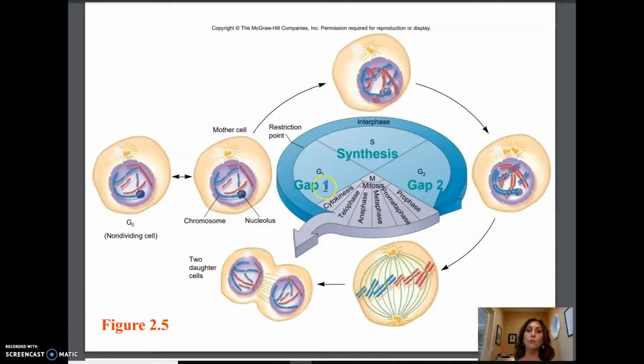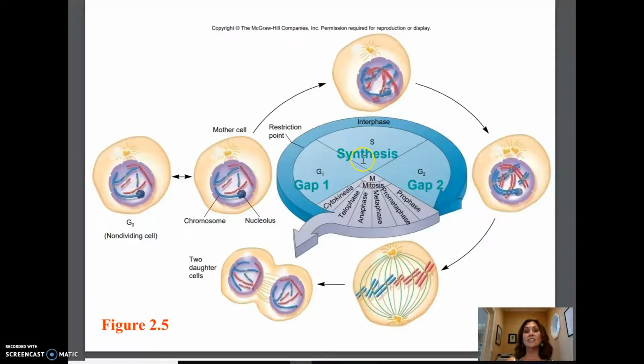G1, which is gap 1. During G1, cells are kind of sitting there doing their job, all right? They're not necessarily getting ready to divide, but they're performing metabolism. They're doing what they're supposed to be doing. At this restriction point, if the cell is given a signal to divide, the cell is going to commit to division. We call this the G1 checkpoint. After that, the cell is committed to go into S phase, or DNA synthesis phase.